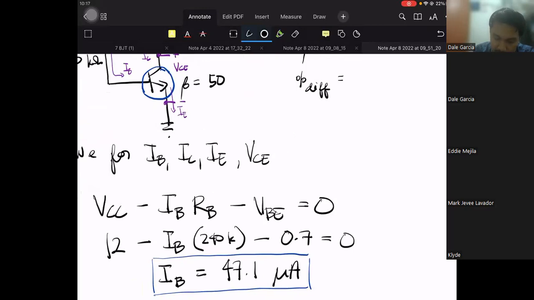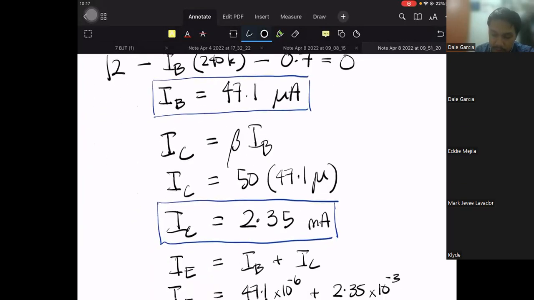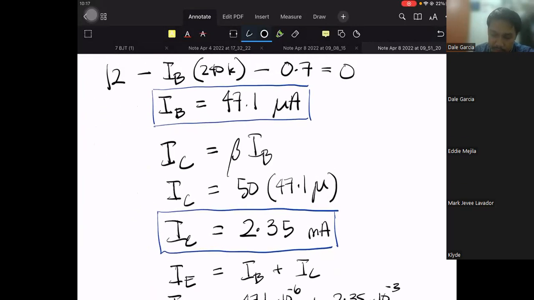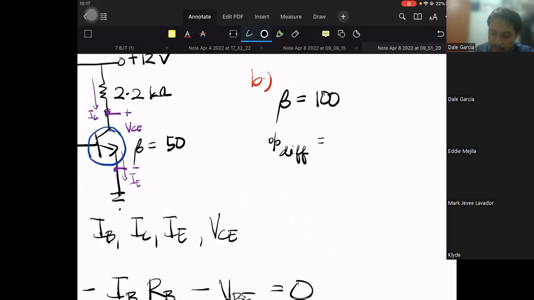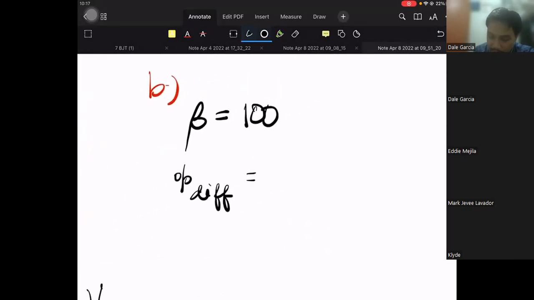For sure, IB is not beta dependent. So you'll still obtain the same value for IB, so its percent difference is 0. IC will not be the same. Maybe 50% difference, since it's an increase from 50 to 100.